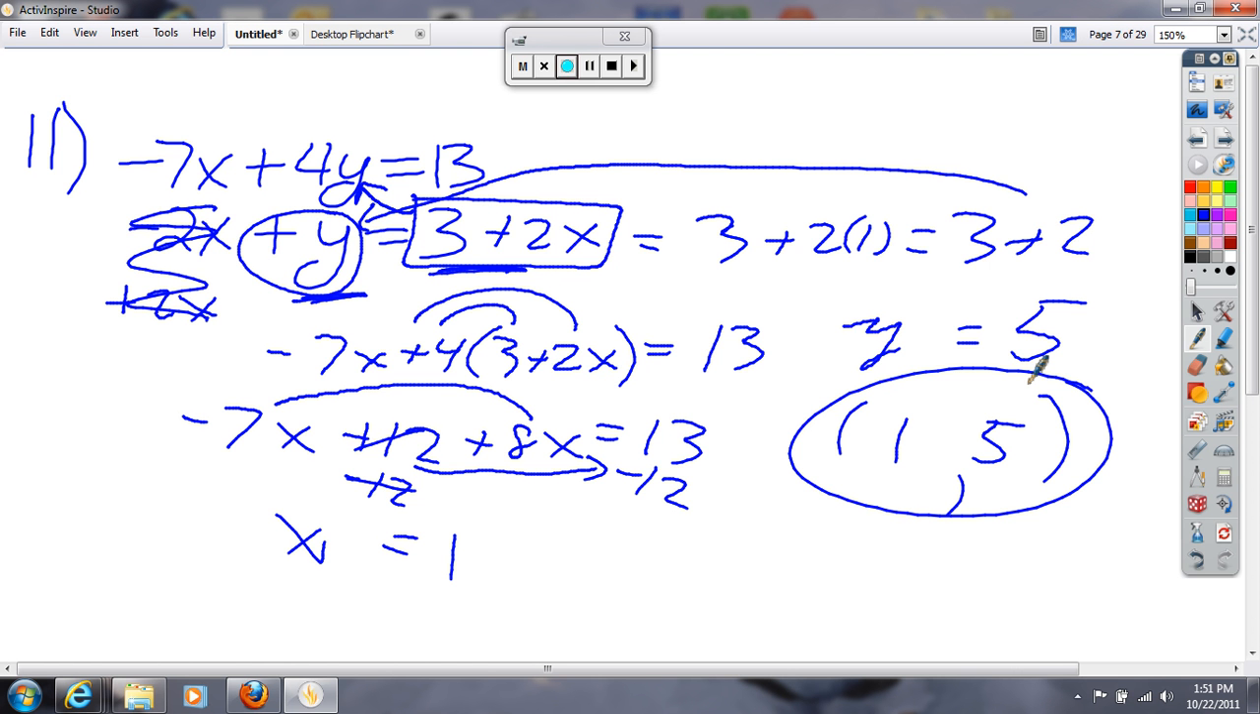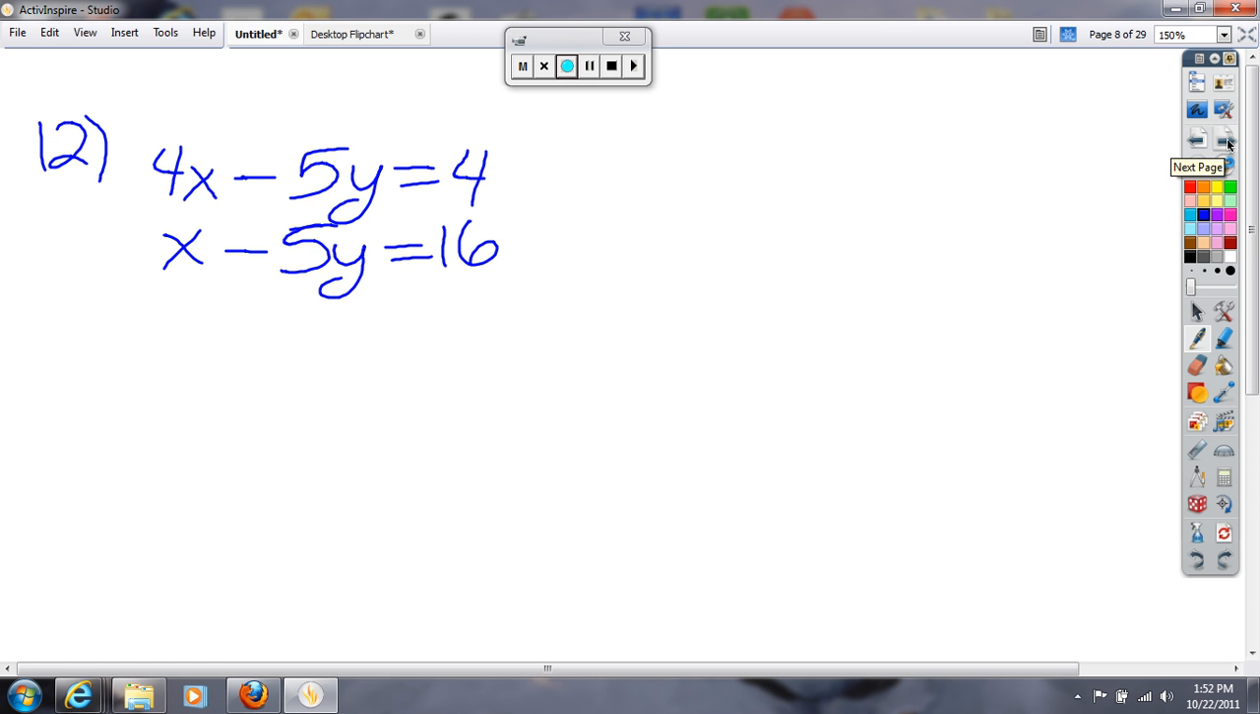Substitution. Next, we have one more substitution, number 12. I need a letter by itself that has a 1 in front. Which one is it? Well, the only one with a 1 in front is this y. So I need to take this negative 5y and move it to the other side. So I'm going to add 5y here, and I'm going to add 5y over here.